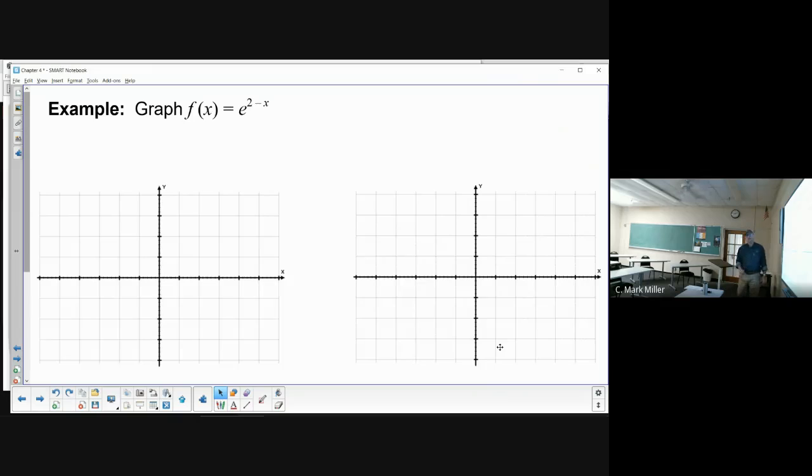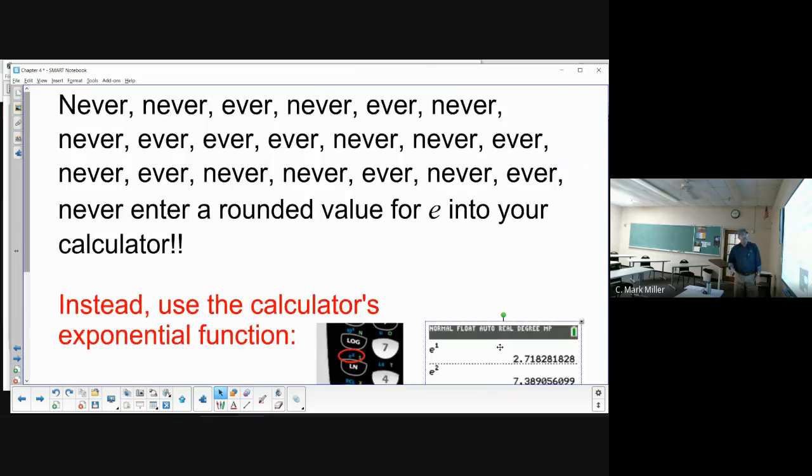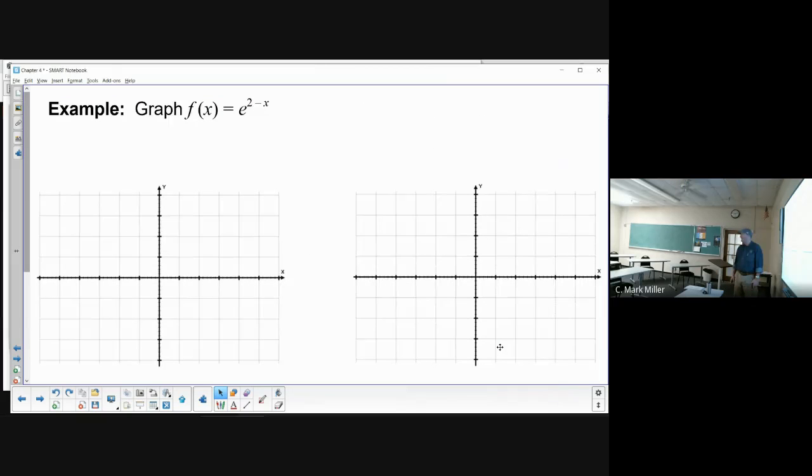Now, let's do this one here. This will help with last night's homework, although we have done this kind of thing in the past. We're going to graph e to the 2 minus x. By the way, e to the x is just another exponential function. It belongs in your library of functions. It's already kind of in there. Okay, let's do this here.